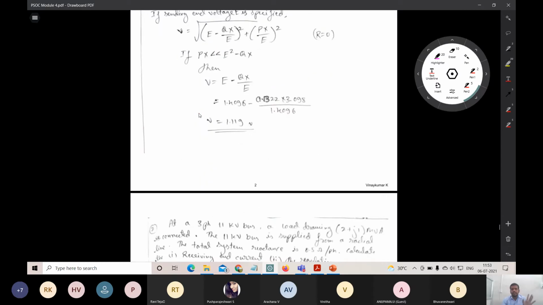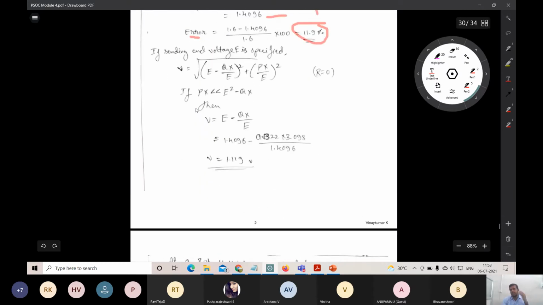So if sending end voltage is specified, and you have to calculate the receiving end voltage, then V is equal to root of... Here we are interested to calculate the receiving end voltage.